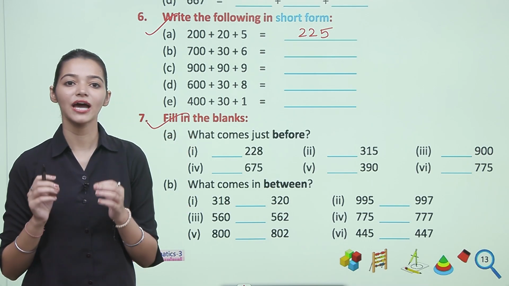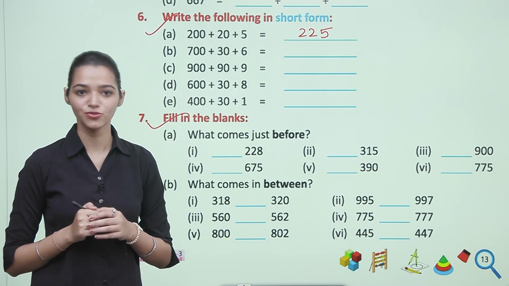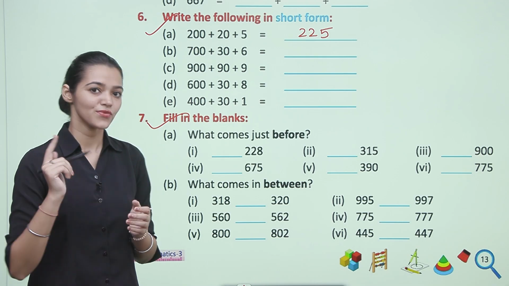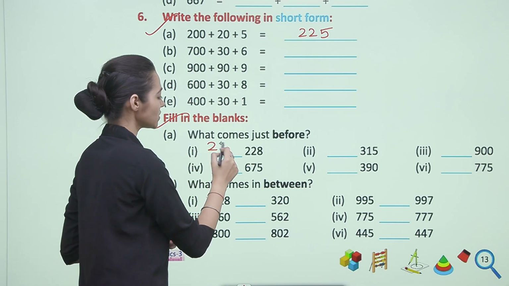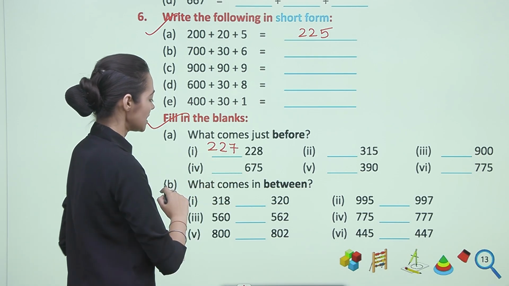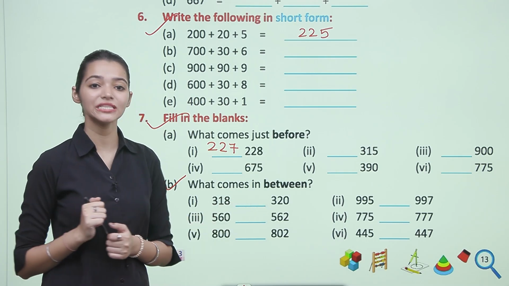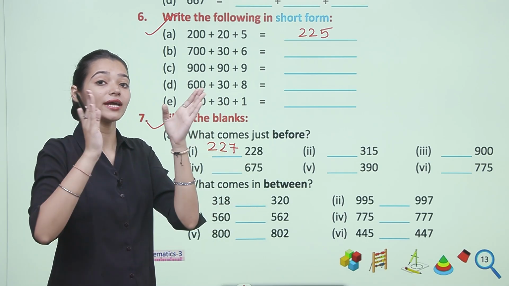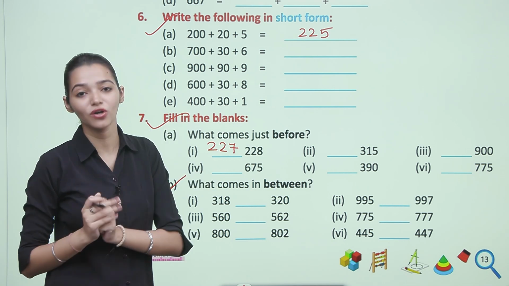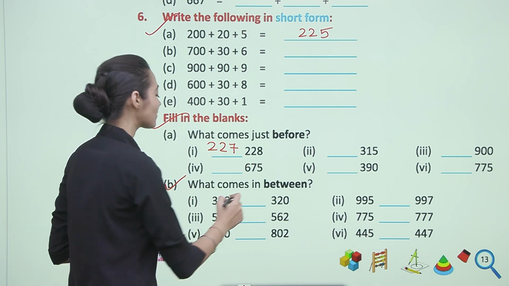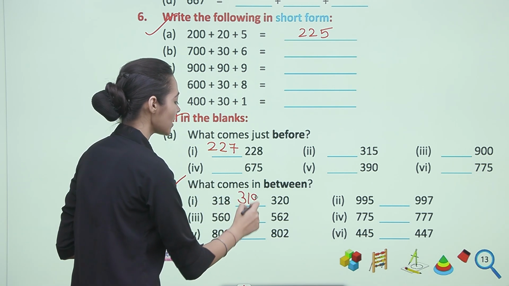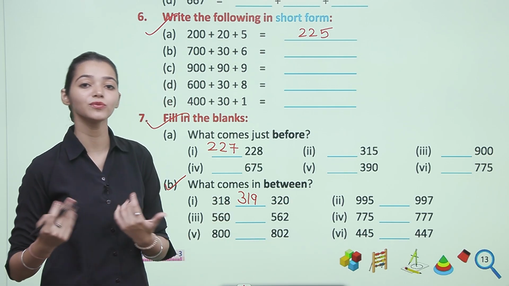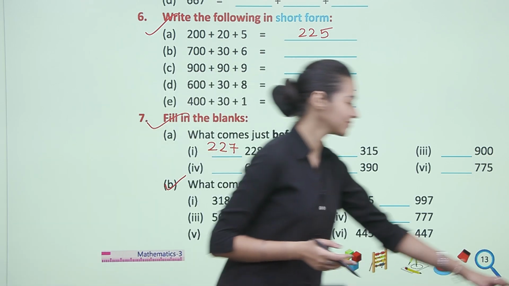Now in the seventh one, we have to fill in the blanks. What comes just before 228? Very good, it is 227. In the next one, what comes in between these two numbers? That means there is one number and there is another number. We have to find the number that is in between the both of the numbers. So here the answer will be 319. That's how we have to find all the numbers that is between the two numbers.